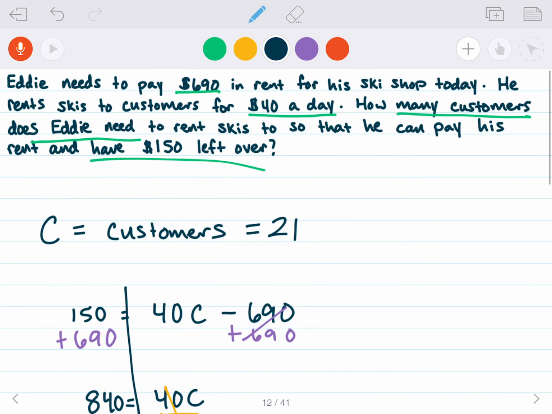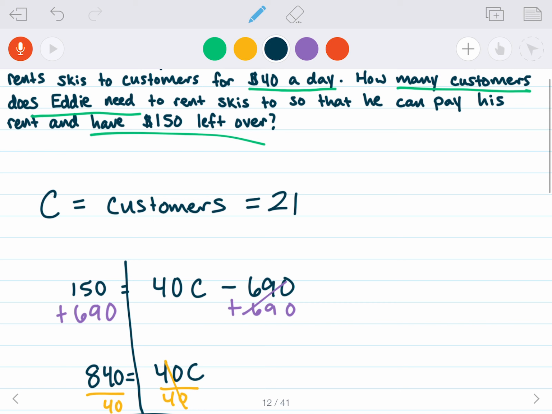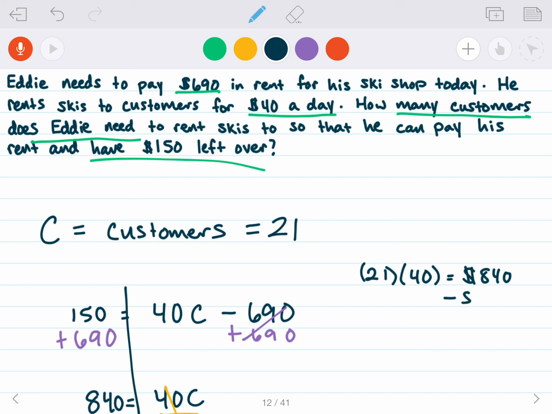Does that make sense? Well, yeah, because if he rents his skis to the customers for $40 a day and he has 21 customers in total, then he's going to be making 21 times 40, so he's going to be making 840 bucks from the customers, but then he has to take away his rent cost, and his rent cost is $690. And when we do that, he's left with $150, which is exactly what we wanted.